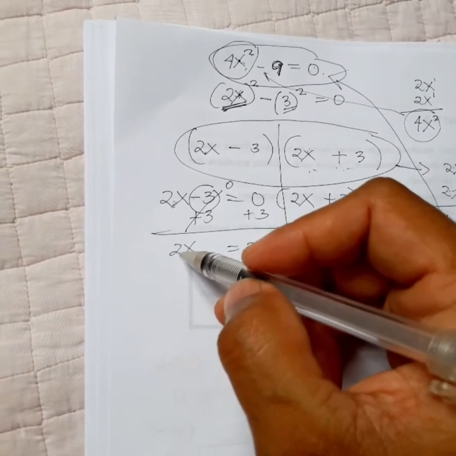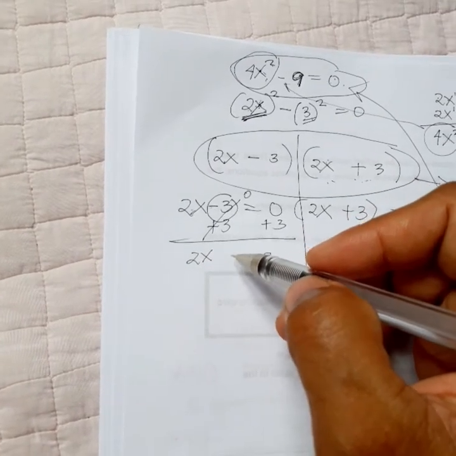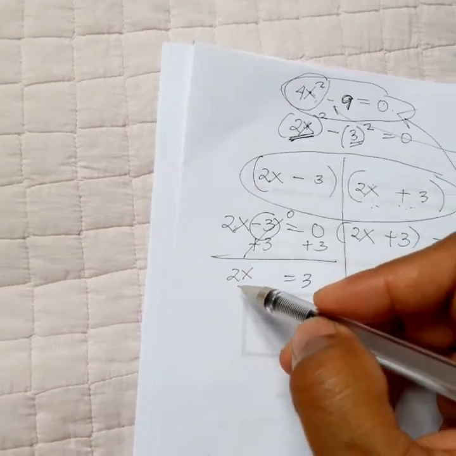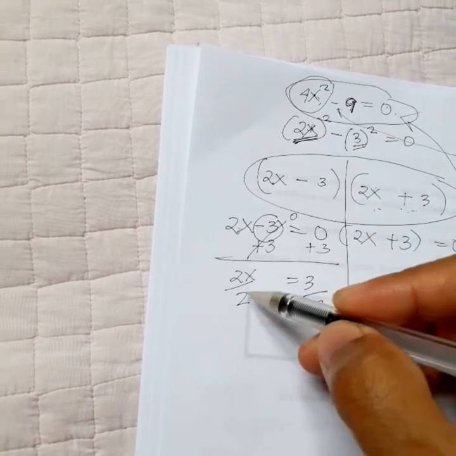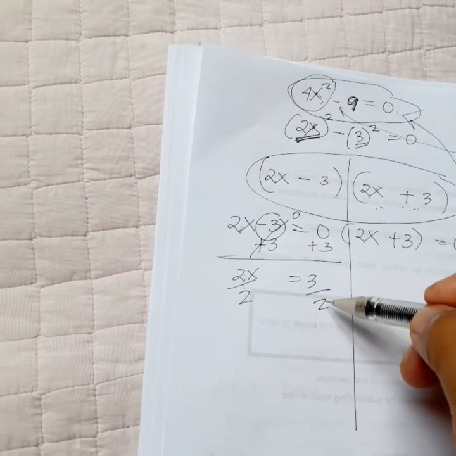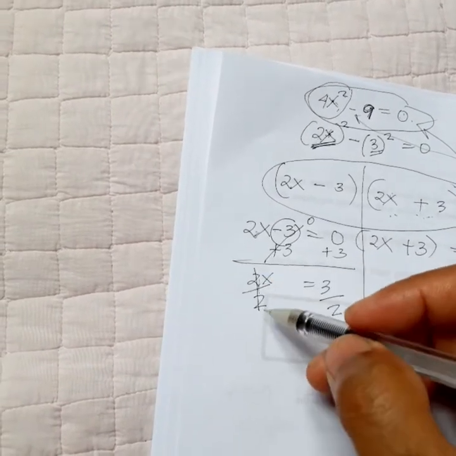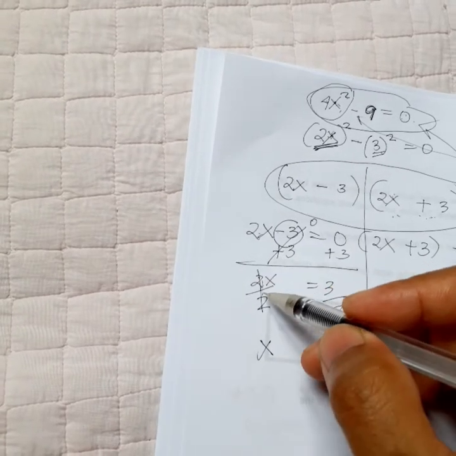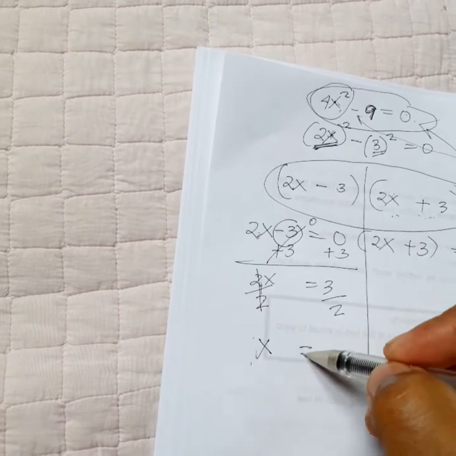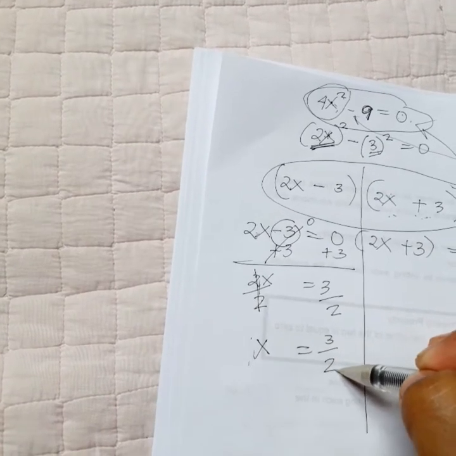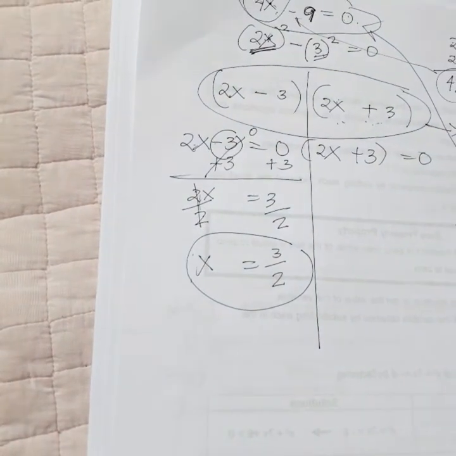Continue. How do we eliminate the 2 in x? They are multiplied, so we cannot subtract or add. So simply, we divide by 2. Whatever you divide on one side, do the same on the other side to keep it balanced. So we divide. 2 divided by 2 is 1. Then copy x equals 3 over 2. We have the root.